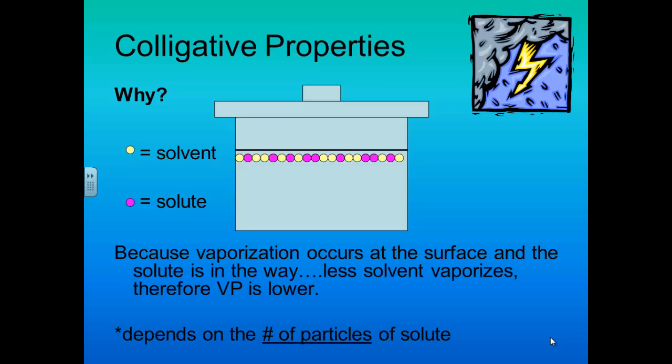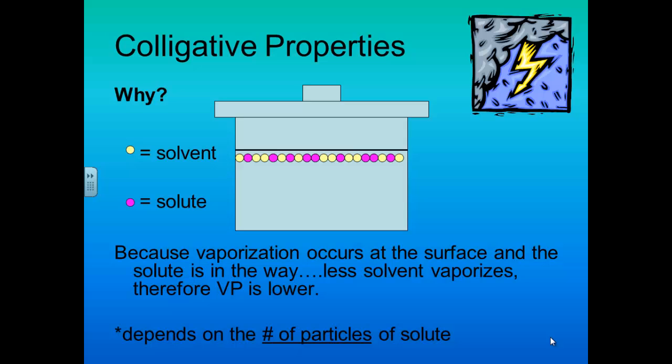So because vaporization occurs at the surface and the solute is in the way, less solvent vaporizes, so therefore your vapor pressure is lower. And this depends on the number of particles of solute. The more pink ones we were to put at the surface here, the less yellow ones would be able to evaporate.